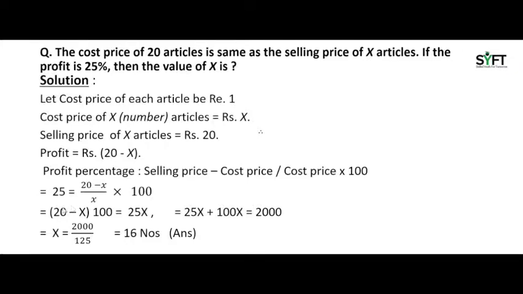So after simplifying this equation, it will come to 25x plus 100x is equal to 2000. By this we can calculate the value of X, which will come to 16. So the number of articles will be 16.